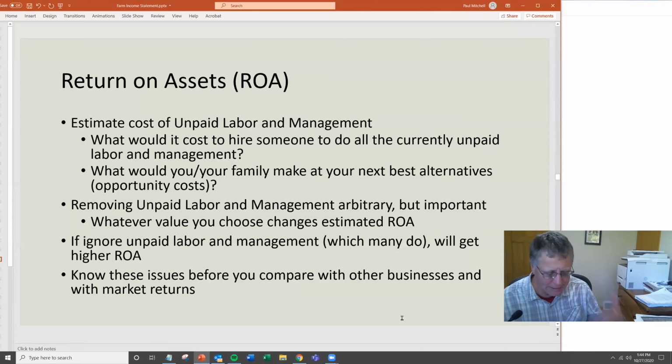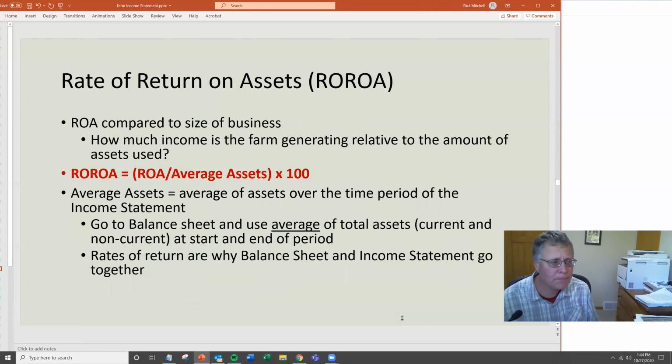Say you get a return on assets of 20%, but then you realize you haven't paid yourself labor and management, and you compare that to the market. Well, the market rates of return on assets are going to be lower because they do pay for the labor and management of all the people working for the company. So it's not really a fair comparison to compare yours without taking that out versus somebody else's who has included it as a cost. So once you have the return on assets, you calculate the rate of return on assets. It's just normalizing for the size of the business. It's creating a percentage. I've got an X number of dollars.